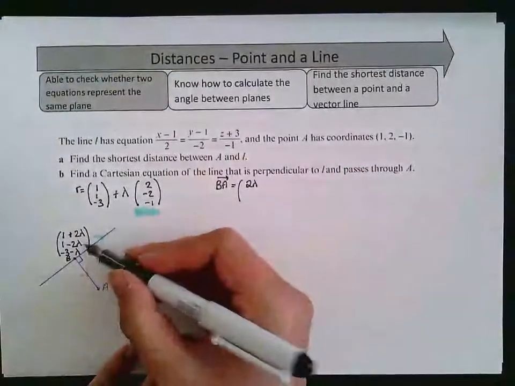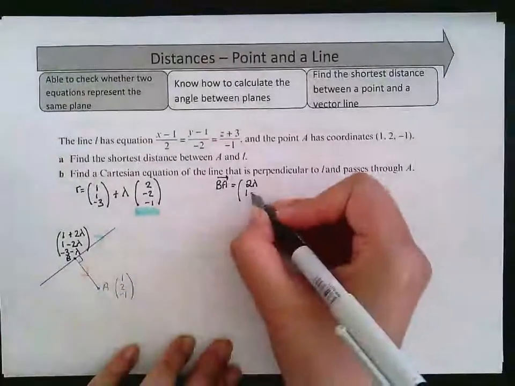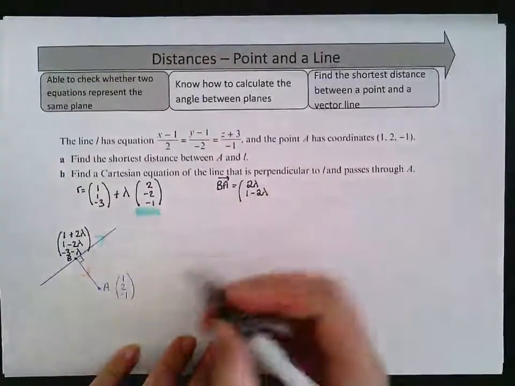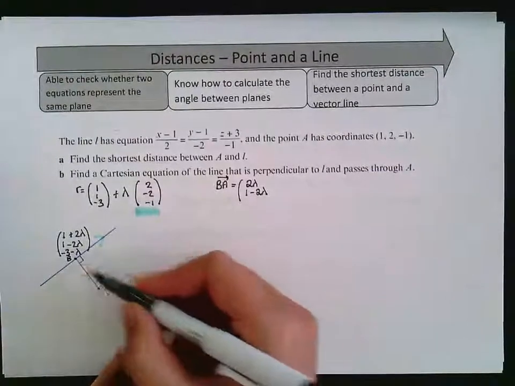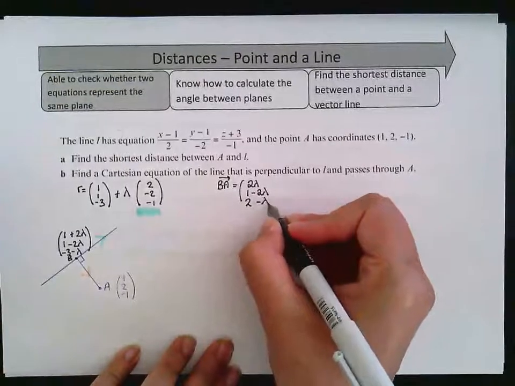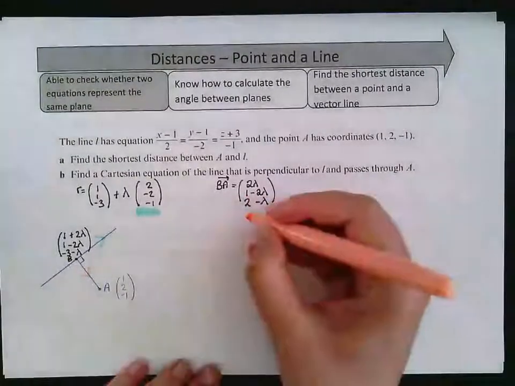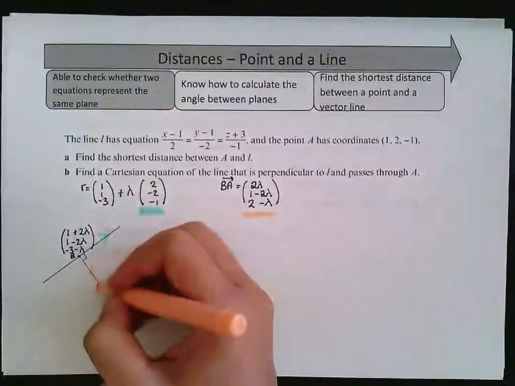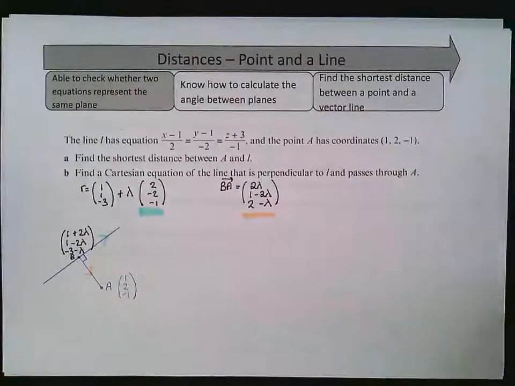How do I get from here to here? Well, I need a 1 added on to get the 2, and I need to take away 2 lambda. And how do I get from minus 3 minus lambda to minus 1? Well, I need to increase by 2 and take away a lambda. So this one here is this movement along here. So we now have our two movement vectors.